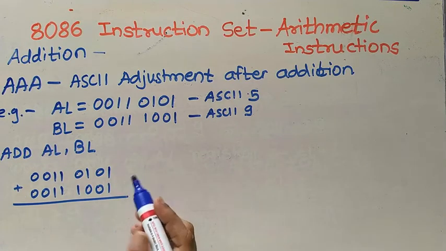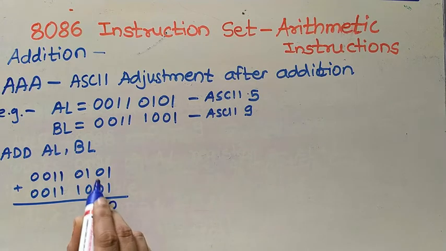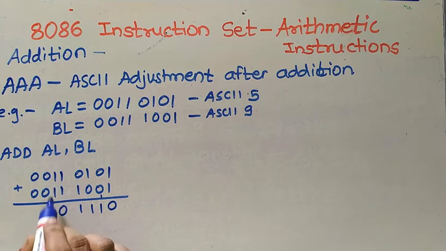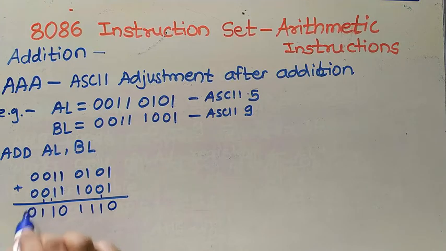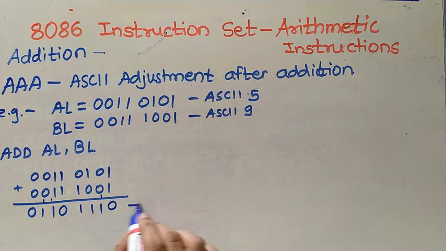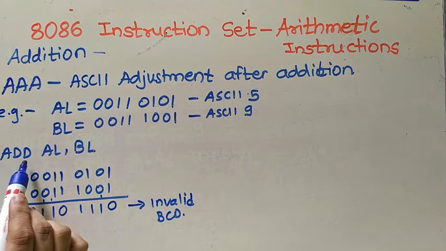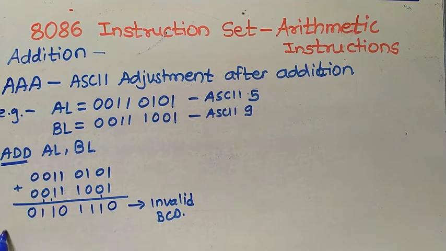So what is this? 1 plus 1 is 0 with carry 1. 0 plus 1 is 1, 1 plus 0 is 1, 0 plus 1 is 1, 1 plus 1 is 0 with carry 1, 1 plus 1 is 0, 0 plus 1 plus carry 1 is 0 with carry 1, 0 plus 1 is 1, and 0. If we see, this result of addition is an invalid BCD number, and that's why after this ADD instruction, generally the AAA instruction is used.